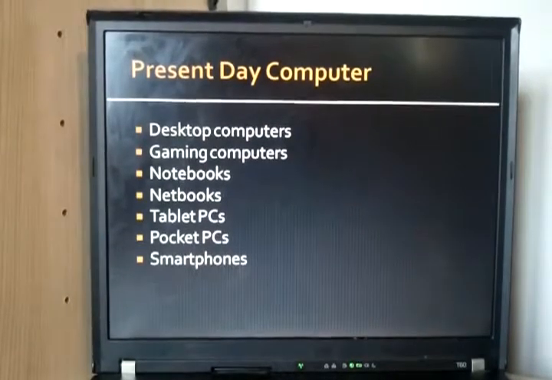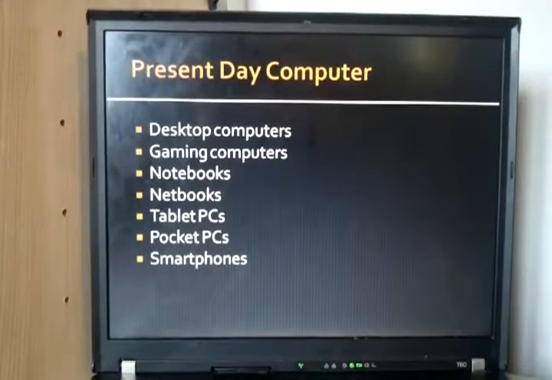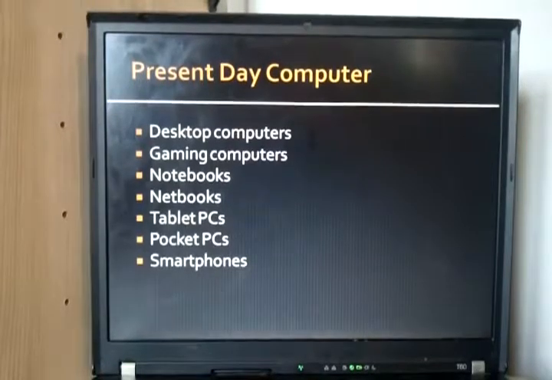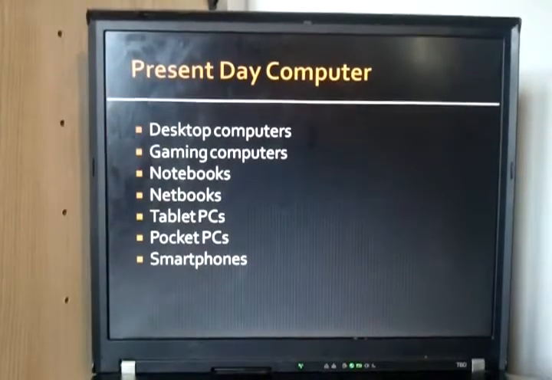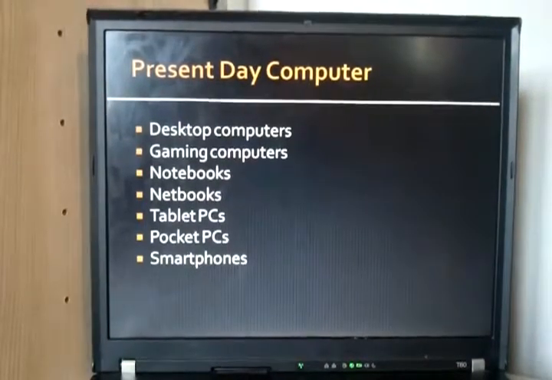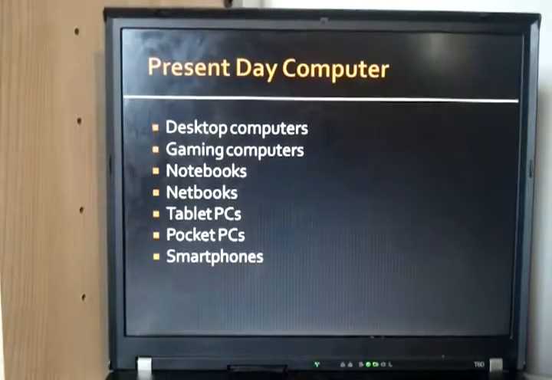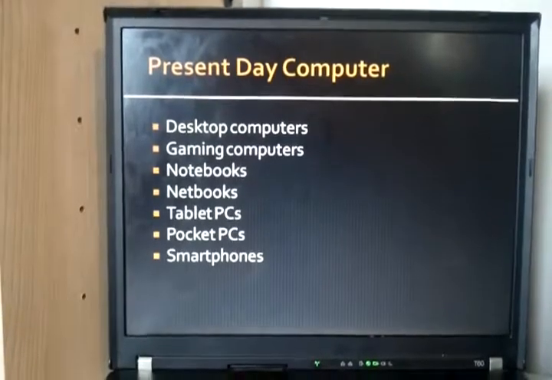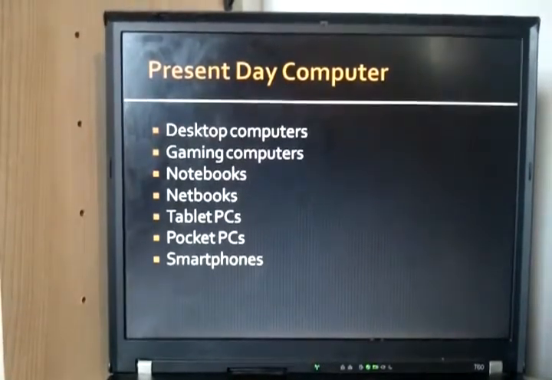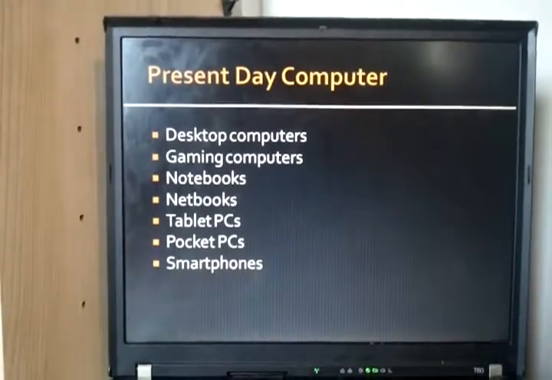And then you have notebooks and netbooks. Little difference between those two is that the netbook is a little bit smaller and more portable. The tablet PCs, pocket PCs, those are getting smaller, like the Apple iPad or the Samsung tablet. And then all our cell phones, between the iPhone and the Samsung Galaxy, are two main smartphones that really are a computer, because there are so many different things that we can do on them that help us get through our everyday lives.